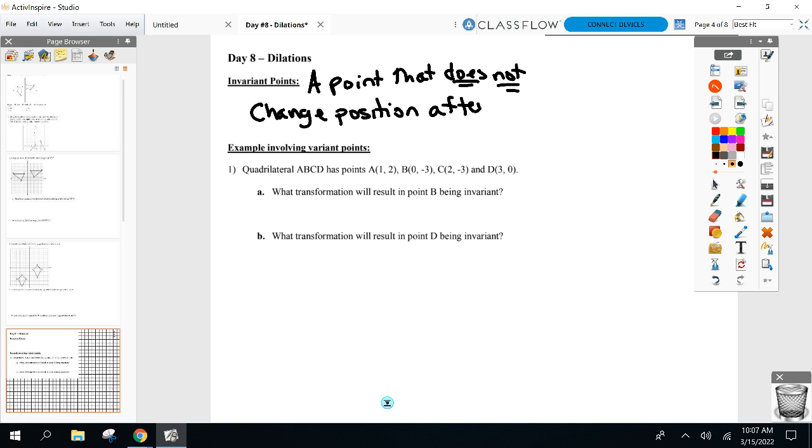After a transformation, it stays exactly where it is. Invariant. That point is invariant. It does not move at all.